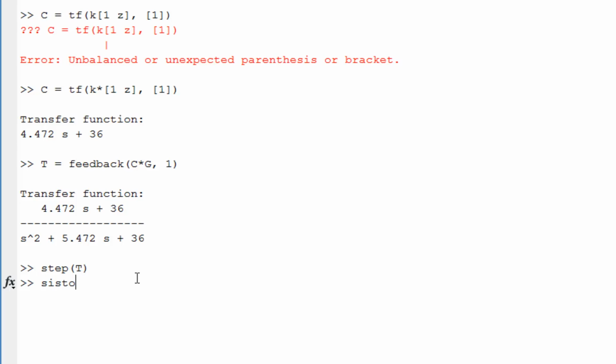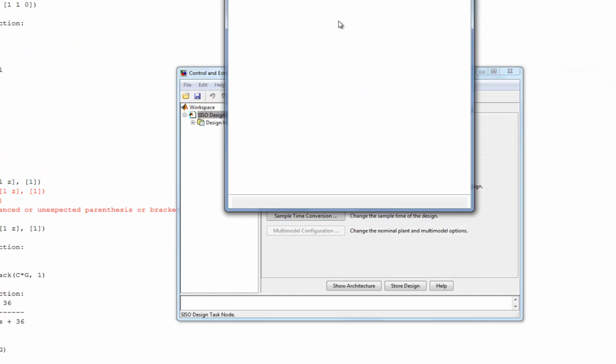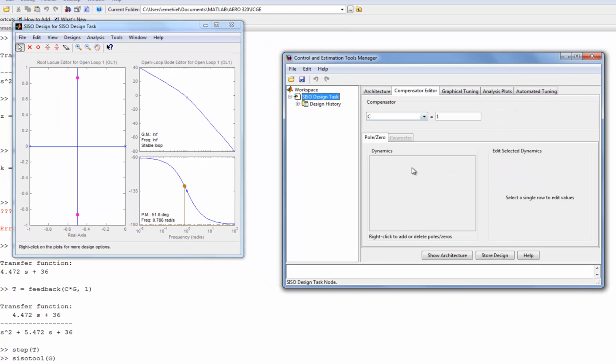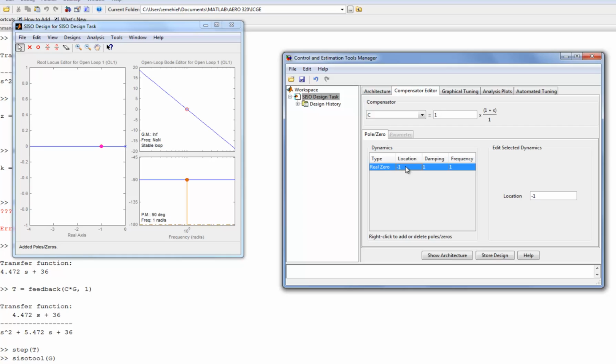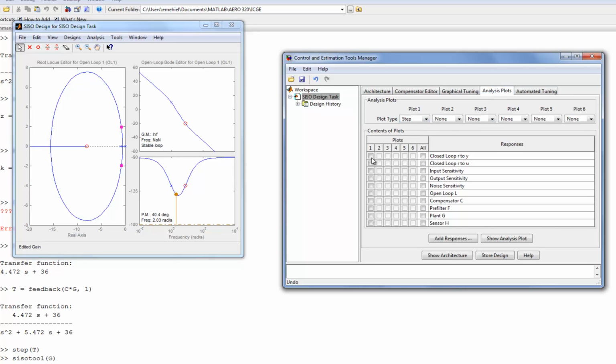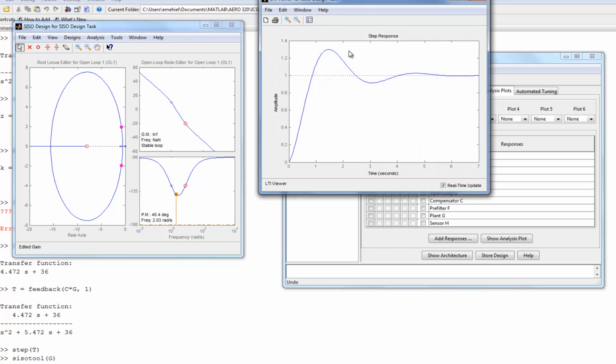So let's take our SISOTOOL. We'll pass in the plant G. First, let's go ahead and enter our compensator. So the compensator we're going to add is a real zero, and we're going to change its location to be at where z is. So that's minus 8.0501. And we need to change the gain of the system to 4.472. Once we make these changes, and we look at a step input to the system, we see that we got the same response that we did when we were looking at this using the command line interface.